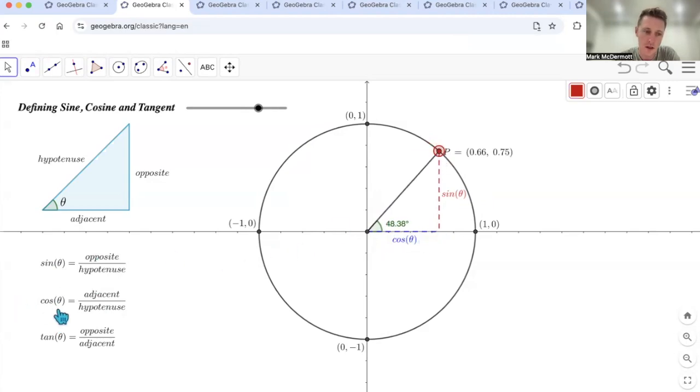Okay, the same is true here. If we apply the cosine identity, adjacent over hypotenuse, cosine of 48.38 over 1, which is just dividing by 1, doesn't do anything, is 0.66. So the length of this blue line is cosine of this angle here, which is interesting because now we've defined this point in space P not as a coordinate, but in terms of the angle that's created with the positive direction of the x-axis. So I think that's pretty interesting.